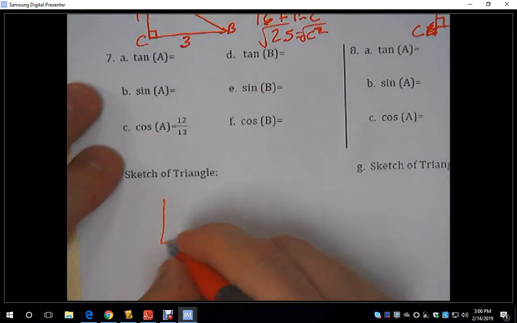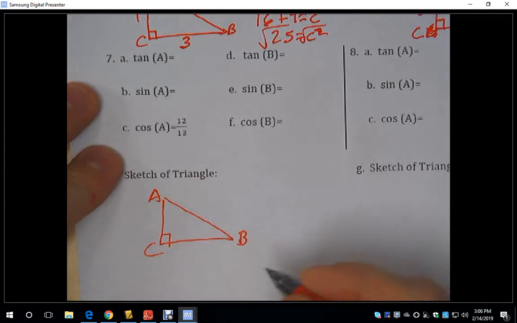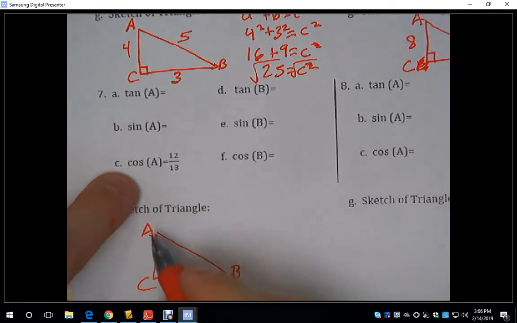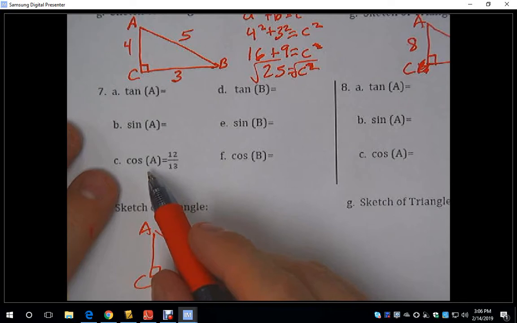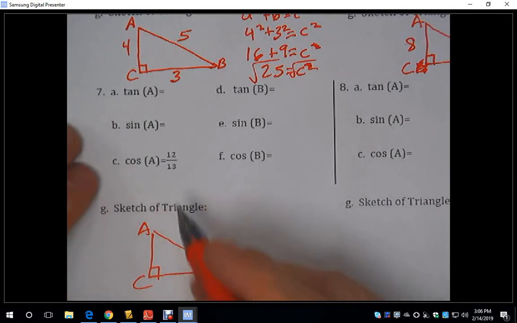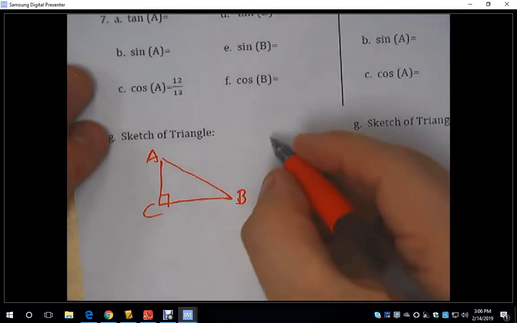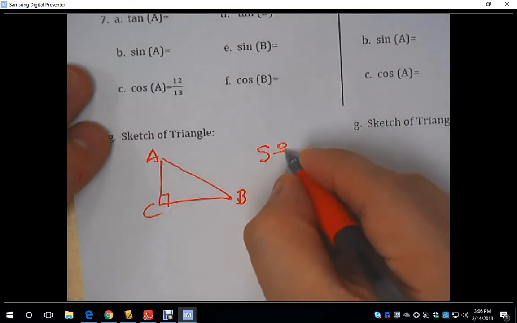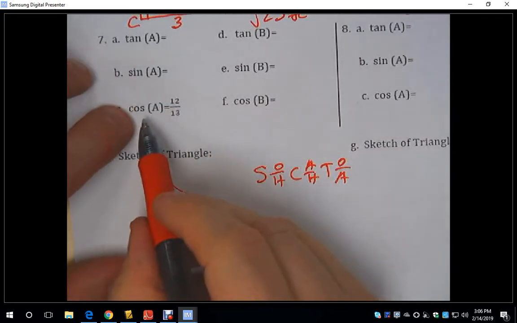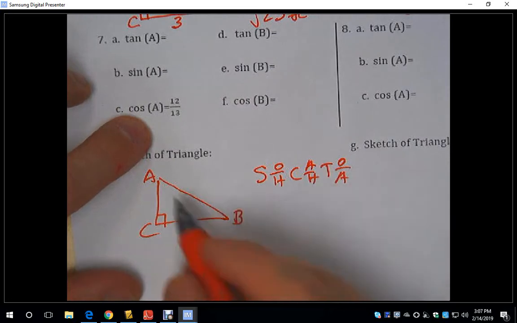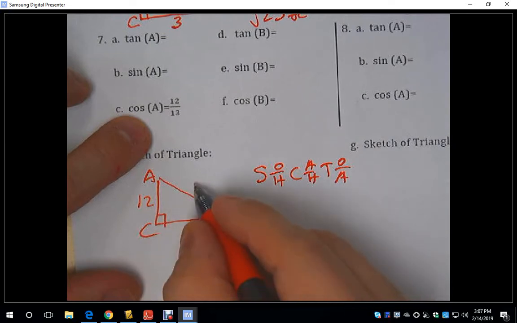I'm going to construct my right triangle. This is my A, B, and C. And what's given to me from the perspective of angle A is cosine, which is adjacent over hypotenuse. Let's just write this out again. I think it helps to remember SOH, CAH, TOA, then cosine is adjacent over hypotenuse, so that would mean that adjacent is 12, and hypotenuse is 13.